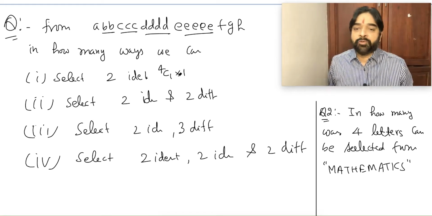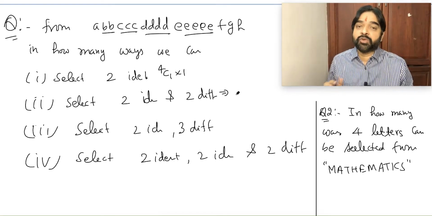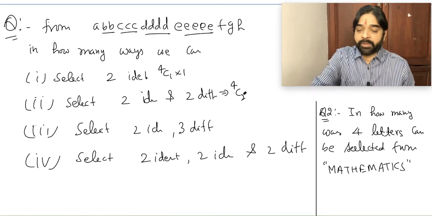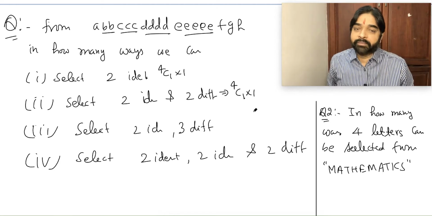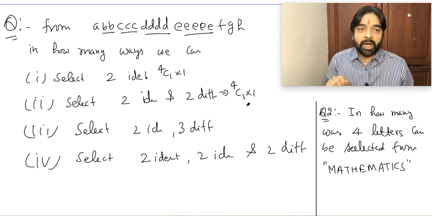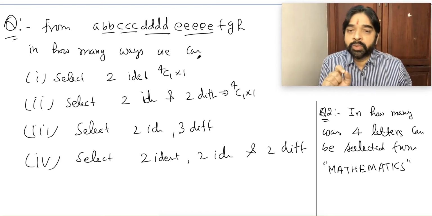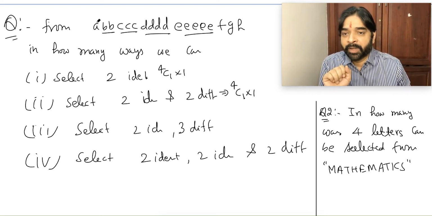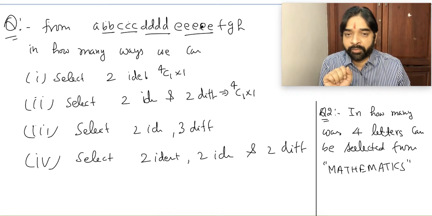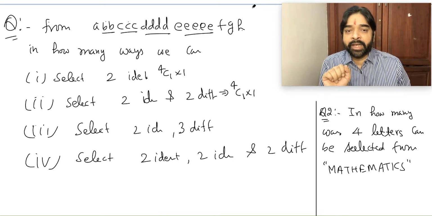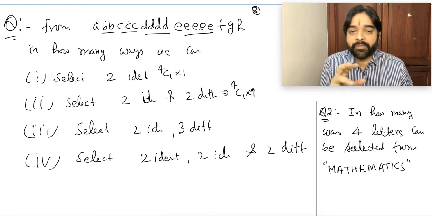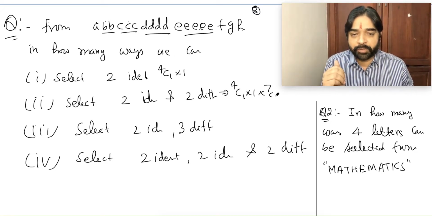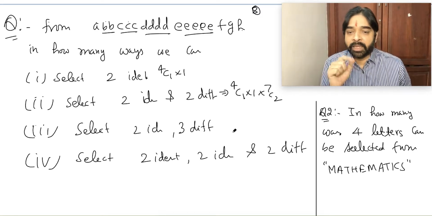Okay, so first, always give the preference to identical. So select two identical, I will say 4C1 into 1. That is the selection of two identical. Now, two different I have to select. So how many different letters are there? First, let's calculate. 1, 2, 3, 4, 5, 6, 7, 8. 8 different letters are there, out of which one type of letter gone, so 7 left, into 7C2. This will be the answer for this.